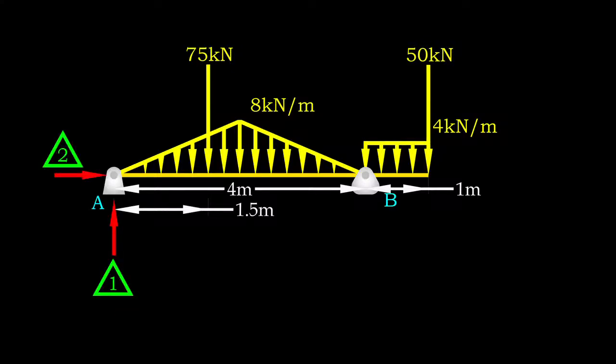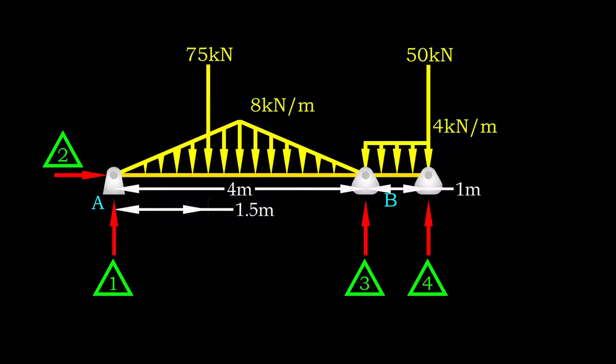A pin support restrains the beam against in-plane translation. Meanwhile, a roller support restrains the beam against vertical translation. When they are arranged in this way, they can restrain the beam from rotation as well. Moreover, all reactions can be calculated using 3 equilibrium equations. Therefore, we confirm the beam is statically determinate.